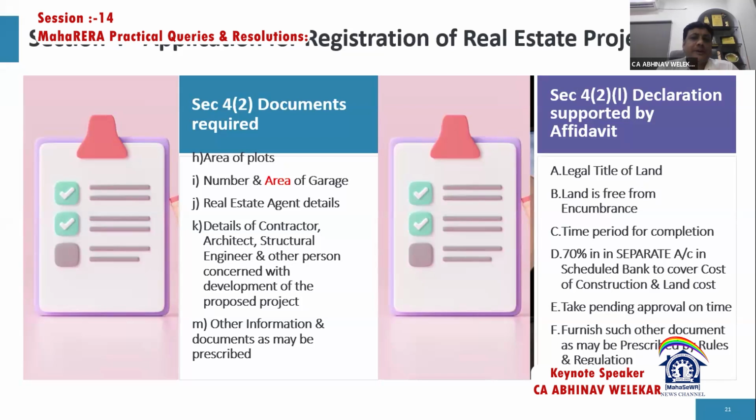Then the declaration has to be given, that is Form B. And what we give in the declaration, what the promoter signs, is the legality of the title of land. He specifies whether the land is free or there is any kind of encumbrance, and what will be the timeline for the completion of the project. He gives a declaration to the authority and to all the customers that 70% of the amount that he is going to receive from the sale of the units will be deposited in a scheduled bank to cover the cost of construction and land cost, that is, into the RERA designated bank account. That he will take any pending approvals, if there are, before handing over the complete project to the Association of Allottees, and furnish every such other document which has to be there for completing the project.